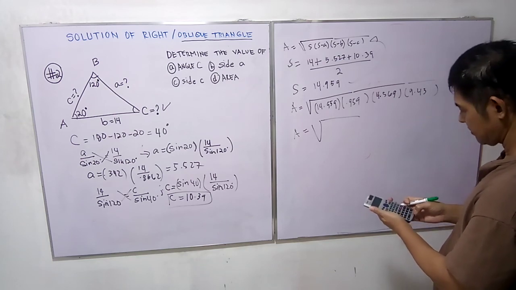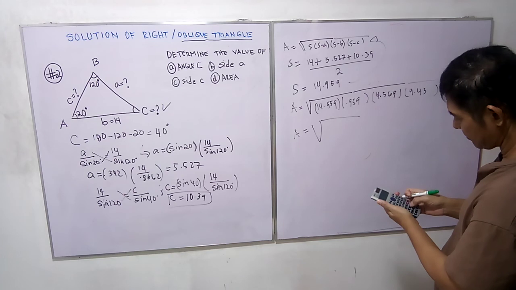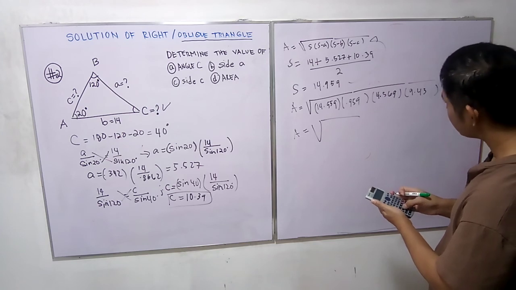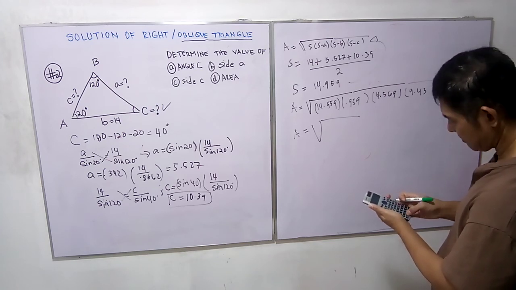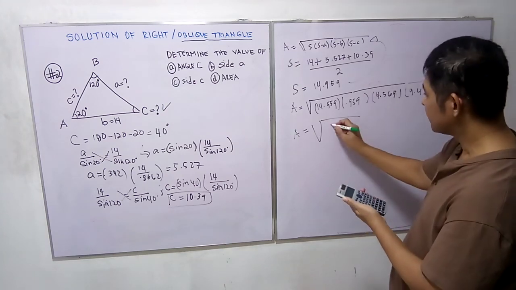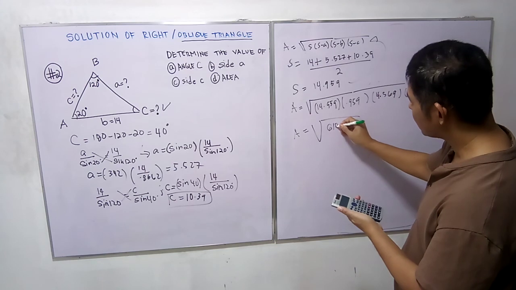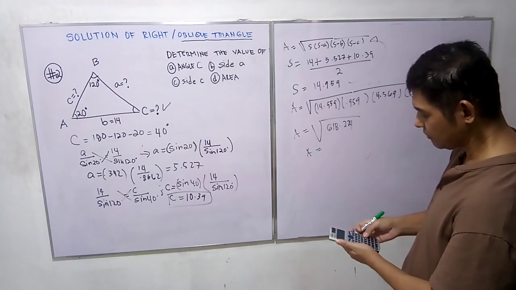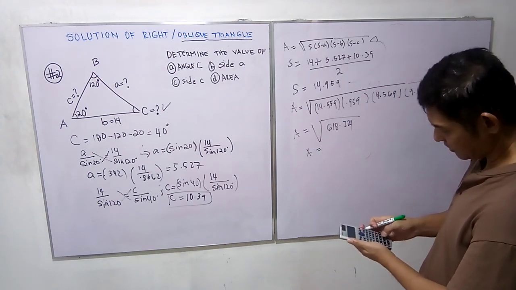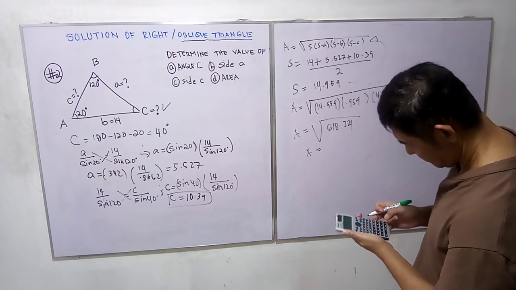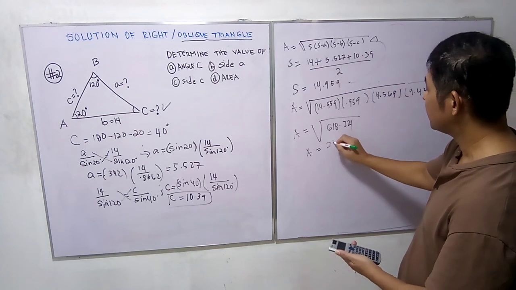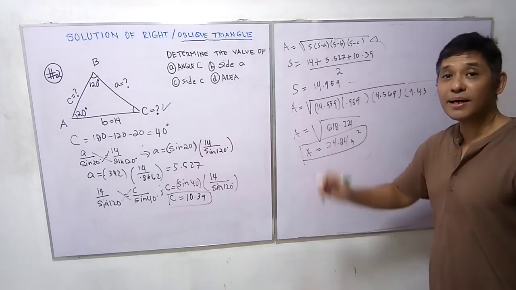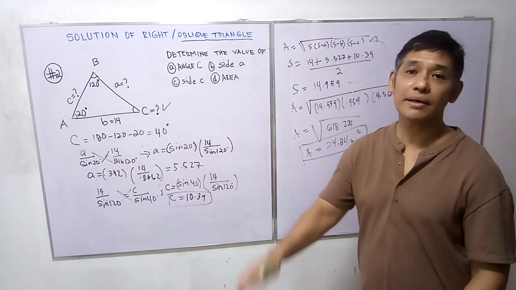Times 4.569 times 0.959 times 14.959 equivalent to 618.224. Therefore, the area is equals to square root of 618.224, which is 24.86 square units kasi area to. So, okay naman na lahat. Mamaya po is problem number 3. Okay, thank you po. Salamat.